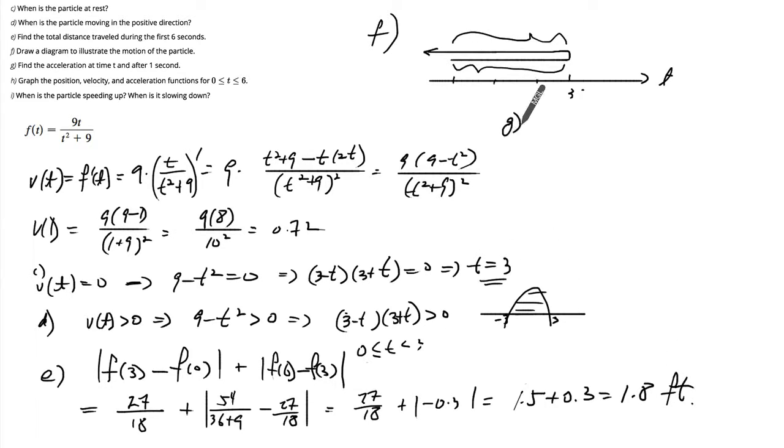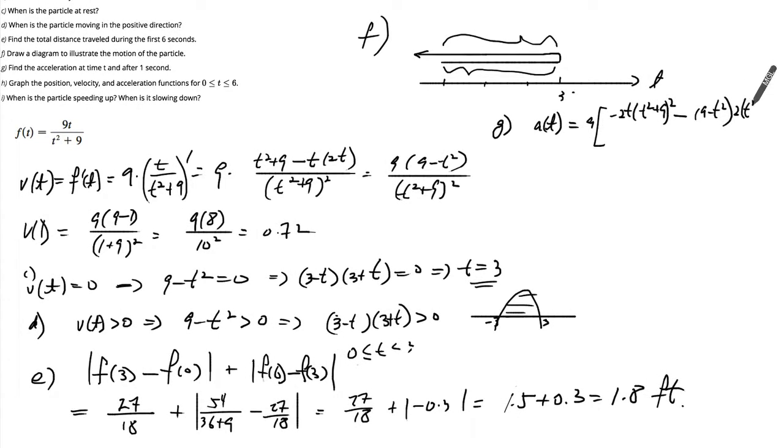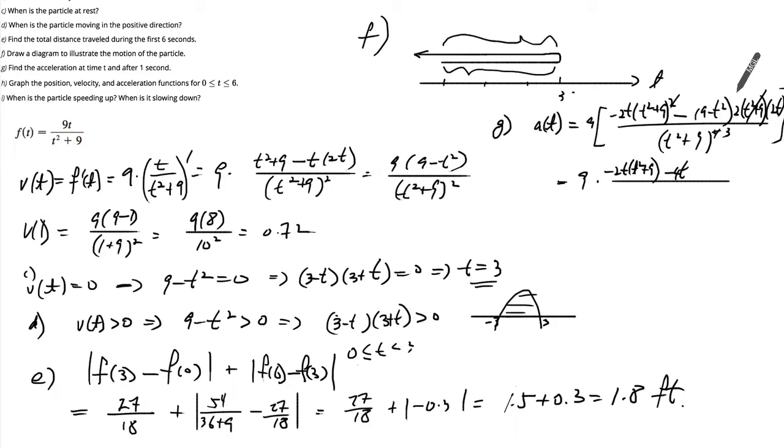Okay, now acceleration. So acceleration is a differentiation of velocity. So we have to differentiate this right here. Let's leave the 9 out. Differentiate the top, multiply by the bottom. Okay, let's differentiate the bottom now. 2 times t squared plus 9 times 2t, over t squared plus 9 to the power of 4. So we can definitely reduce one of those to give you 3. So you're left with minus 2t times t squared plus 9 and a minus 4t if you multiply this and this.